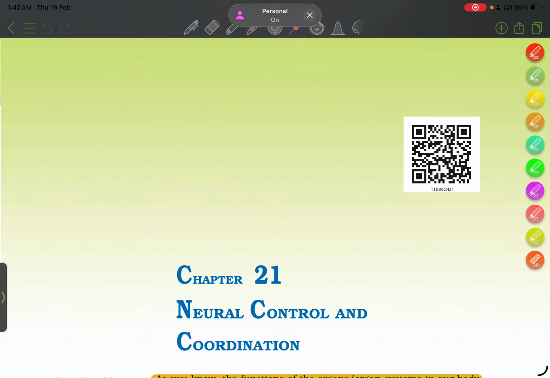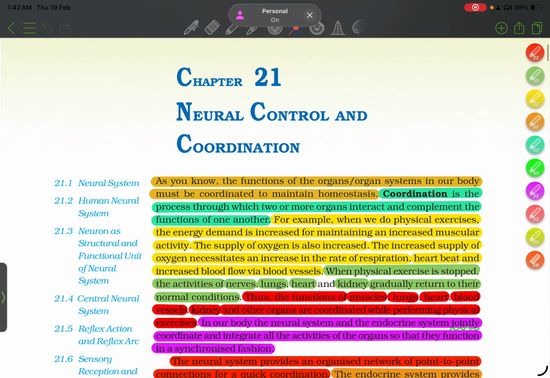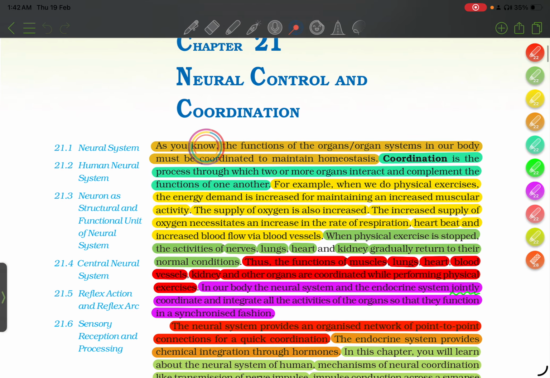Neural control and coordination. As you know, the function of organ systems in our body must be coordinated to maintain homeostasis. Coordination is the process through which two or more organs interact and complement the function of one another.